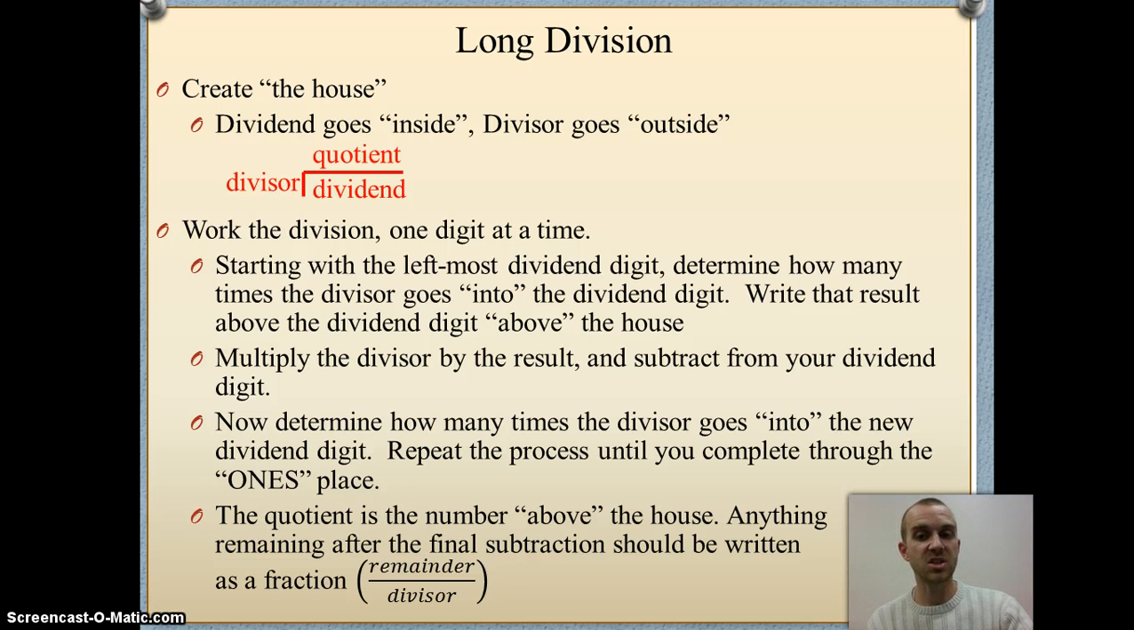Looking at the leftmost digit, we see how many times the divisor goes into that single digit. We write that above the digit, and then we multiply it by the divisor and subtract it from that digit in the dividend. We then bring down the next number in our dividend and repeat the process over and over again until we get through the ones place, and then we either have a remainder or we end on 0. If we do have a remainder, we want to put that remainder over the divisor.